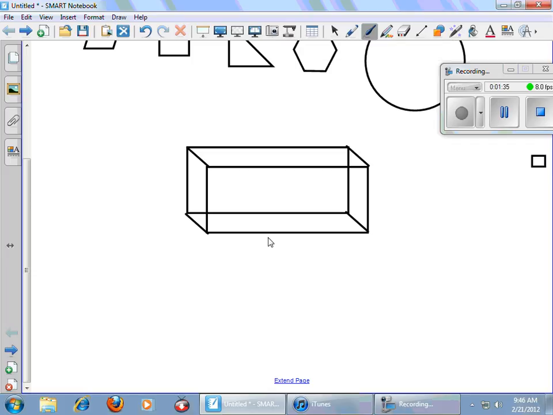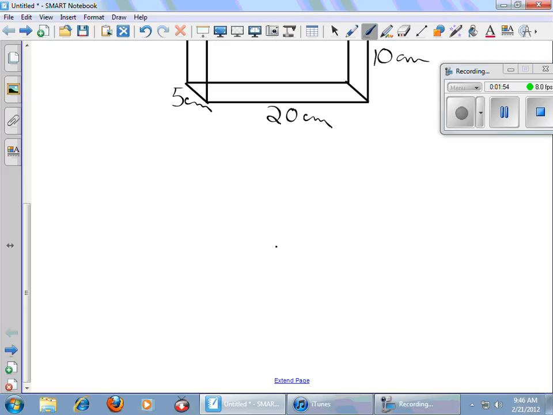Tell you what, let's pretend that this is 20 centimeters. And let's make this 5 centimeters. And then let's make the height, I don't know, say 10 centimeters. Make the math real simple. You have to figure out how many different shapes you have. Well, I have three different shapes. There's six shapes that make up this box, but three of them are different.